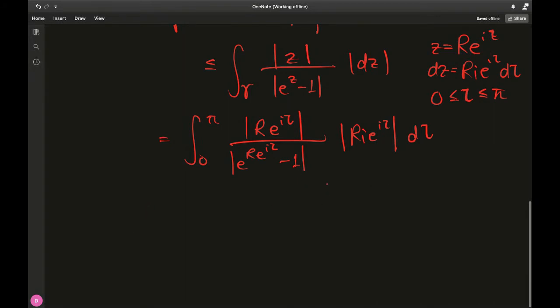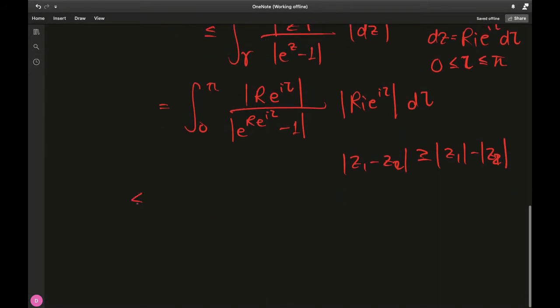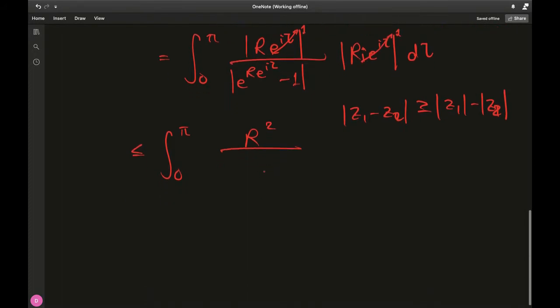So now by the inequality that mod of z1 minus z2 is greater than or equal to mod of z1 minus mod of z2, and then when you take the reciprocal you flip the inequality. By that, this is less than or equal to the integral from 0 to pi of, well, e to the i tau will just become 1, the mod of that. Mod of r is just r. Same thing here, mod of i is 1, e to the i tau is 1, so r squared like that. And this inequality we want to use for the denominator, so this will be mod of e to the r times e to the i tau, minus mod of 1, which is 1, and we have a simple d tau like that.